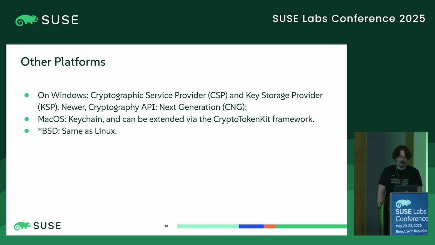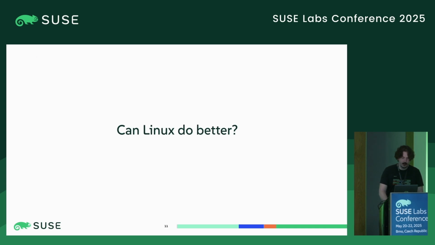macOS has a keychain, which can load tokens via the CryptoTokenKit framework, which is very obscure and requires almost reverse engineering to implement. And I think BSD is the same as Linux. I don't have knowledge of that. If anyone does, please correct me. So I asked the question: can Linux do better?